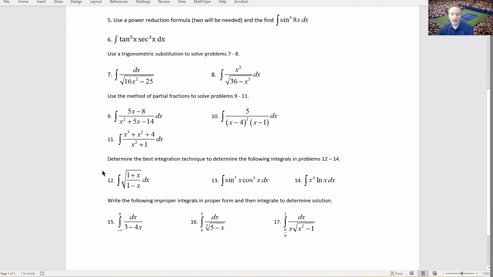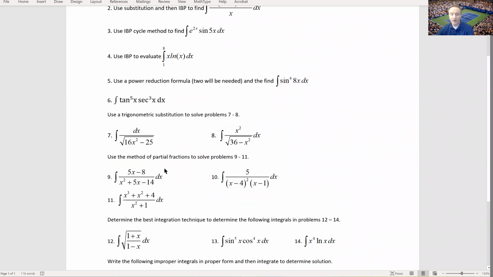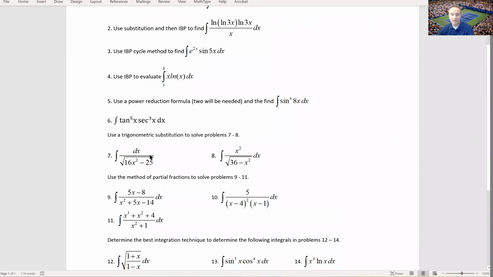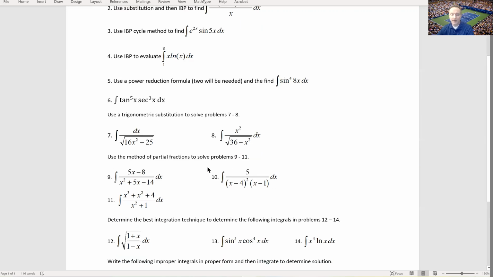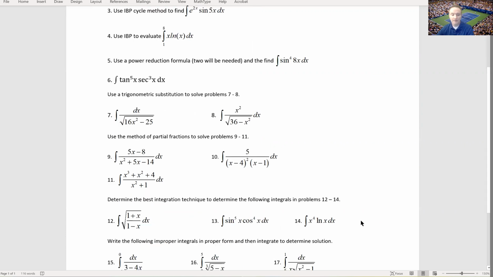And then 12, 13, and 14, those are problems where you're going to have to determine the best techniques. So unlike the first set of problems where I broke it down, where the first 4 are integration by parts, 5 and 6 integration using our trig derivatives, and then trig substitution in 7 and 8, partial fractions 9 through 11, in 12 through 14, you're going to have to decide what method is best in those problems, the same way that we had to do in section 7.6.